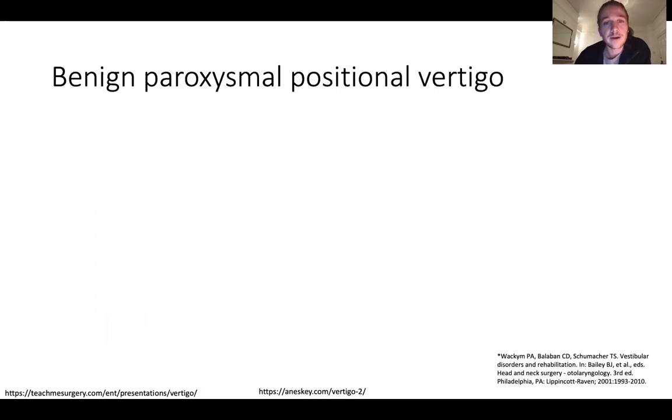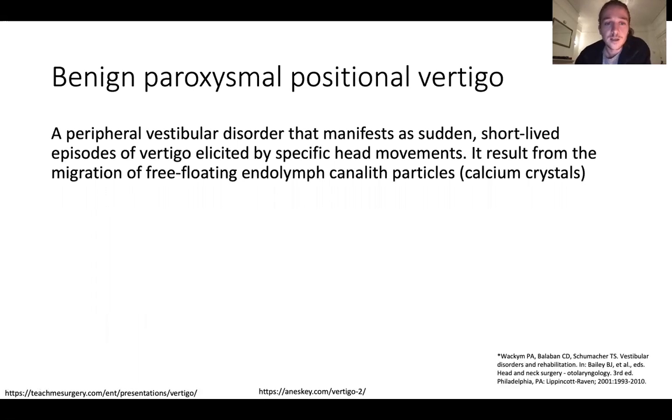Next, we'll go with benign paroxysmal positional vertigo. So this is a peripheral vestibular disorder, and it's sudden short-lived episodes of vertigo elicited by specific head movements. So patients will complain of being really dizzy, usually when they look upwards. So in questions, they'll normally say they've looked up to a bookshelf or whatever, and they just got really dizzy.